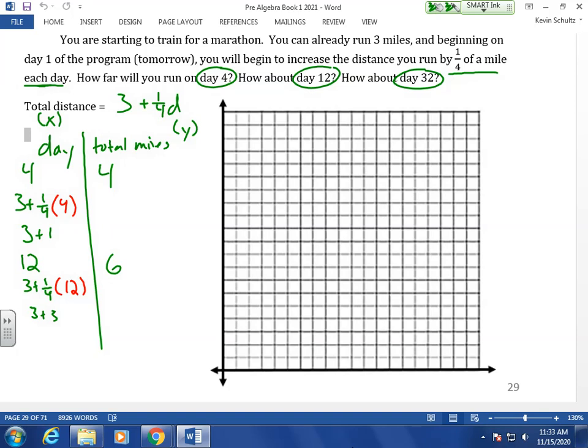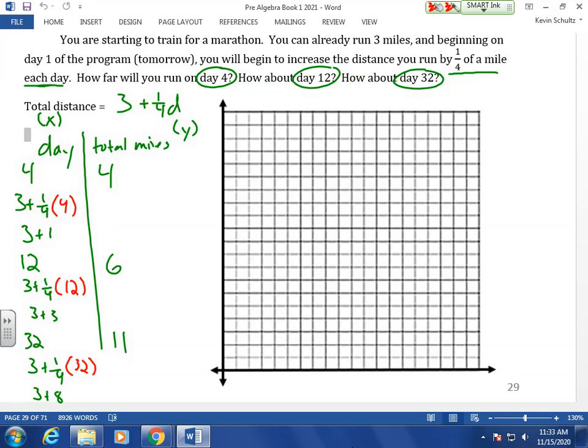And then finally, day 32, 3 plus 1/4 times 32. 1/4 times 32, or 1/4 of 32. What goes into 32 4 times? And we want one of them. That gives us 8. So 3 plus 8 on day 32 will be going a total of 11 miles.